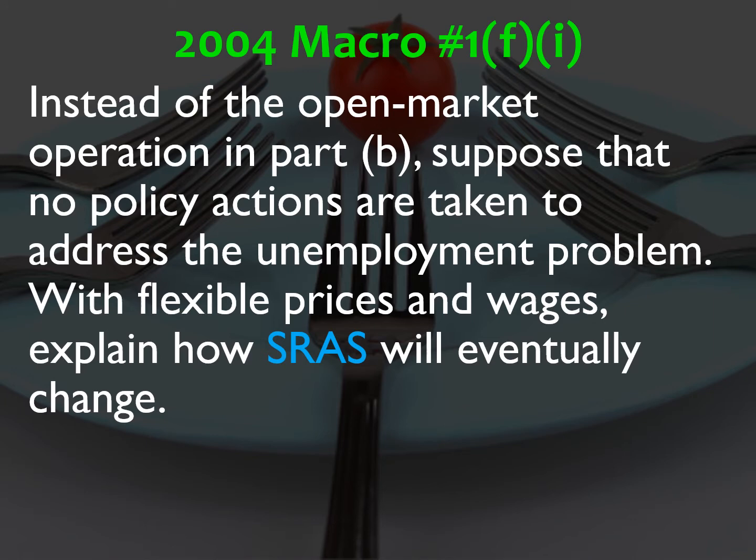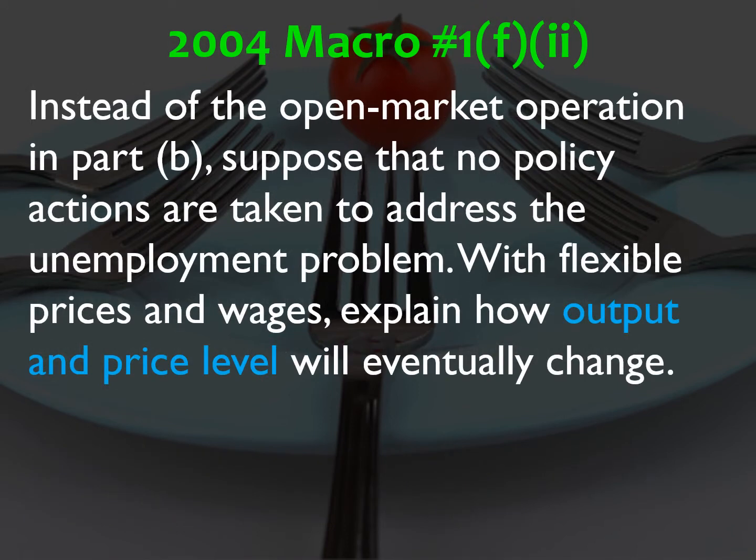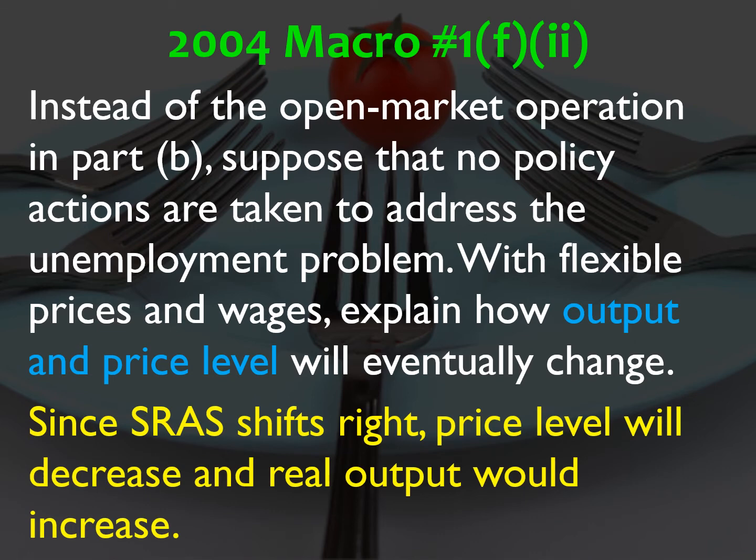Because remember, in the short run, wages and input costs are fixed. So with lower wages or input costs, SRAS is going to shift to the right, restoring full employment. Now we're going to see what happens to output and price level. Since SRAS shifted to the right, SRAS shifting will lead the price level to decrease and real output to increase.